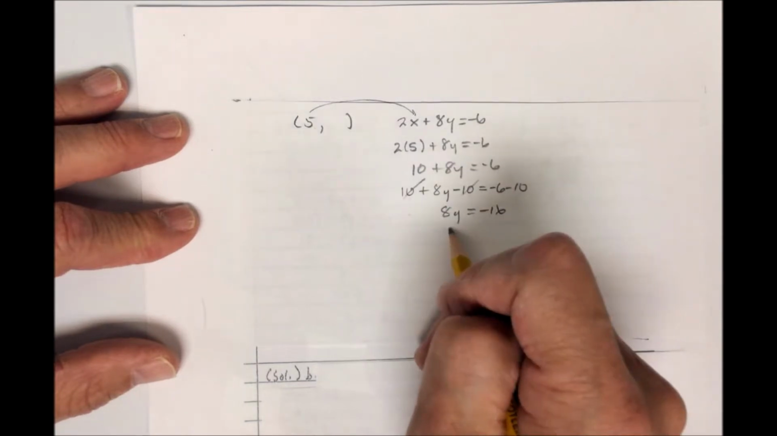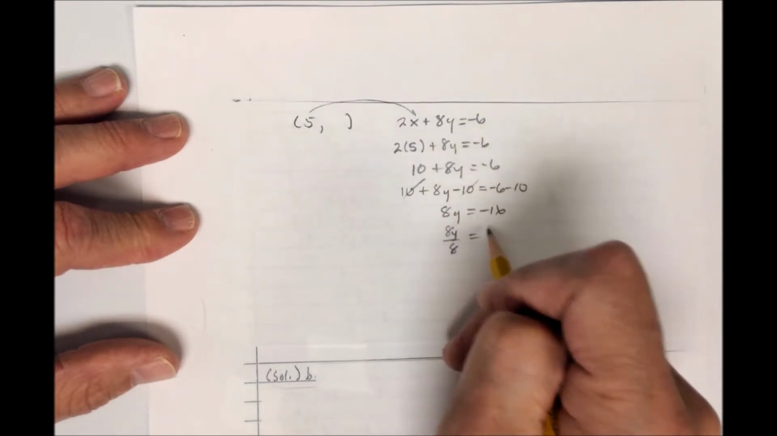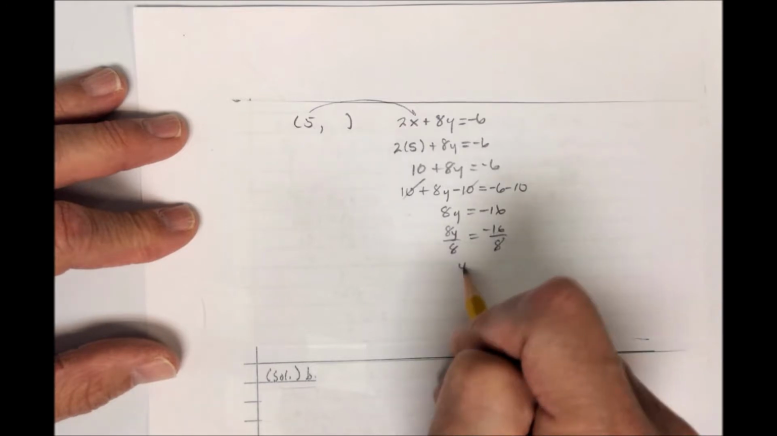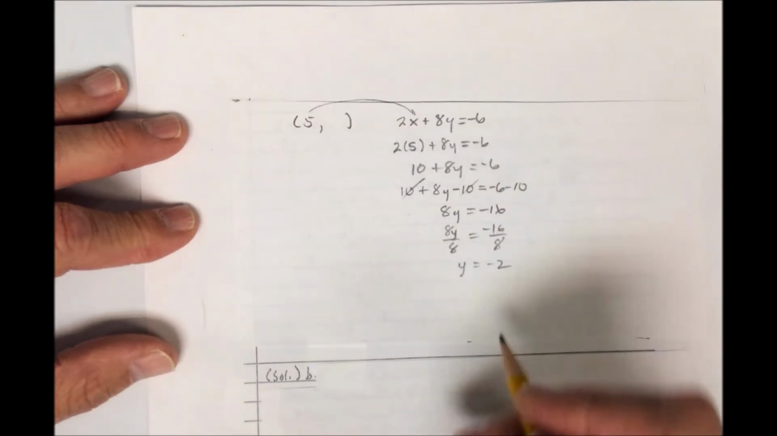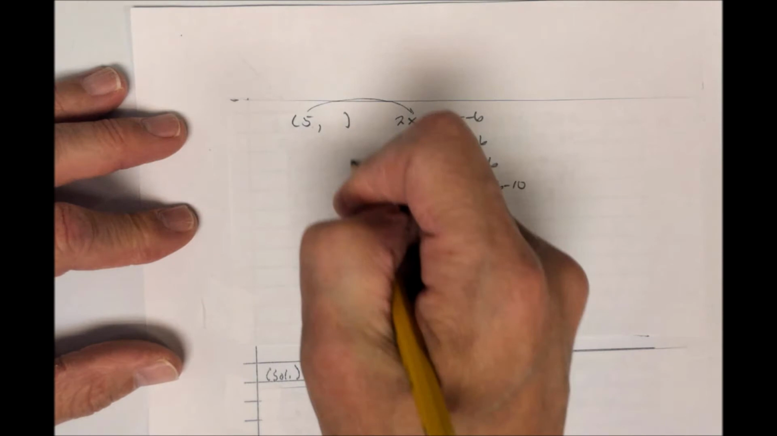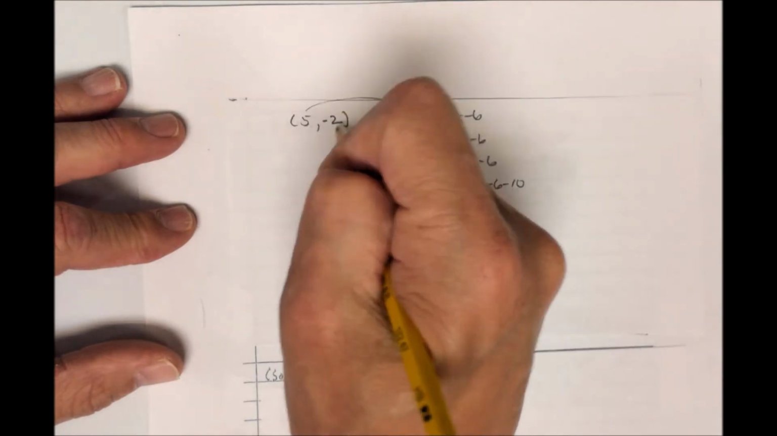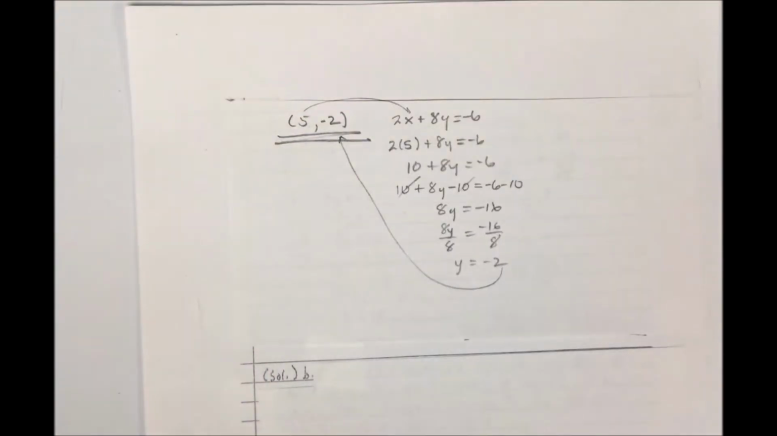And then I divide by 8, both sides. And when it comes out to be an integer, I get a negative 2. So that tells me there's a negative 2 that goes right there. There's my solution. I can write my solution set with braces. All right, now the next equation, there's a system of equations.